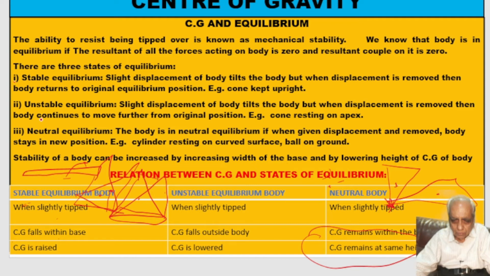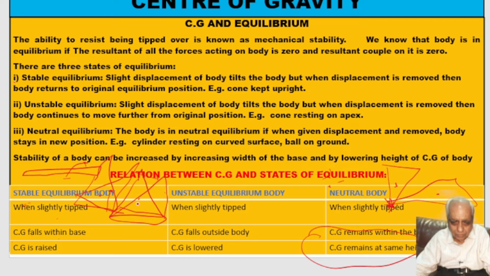Now in case you are interested in increasing the stability of the body, then there are two methods. You increase the width of the base, so that when you increase the width of the base, the center of gravity will be within the base, it will not fall down. Or you lower the height of center of gravity. How you can lower the height of center of gravity? Means your bottom portion should contain high density materials and upper should be of light density, so center of gravity will get lowered.